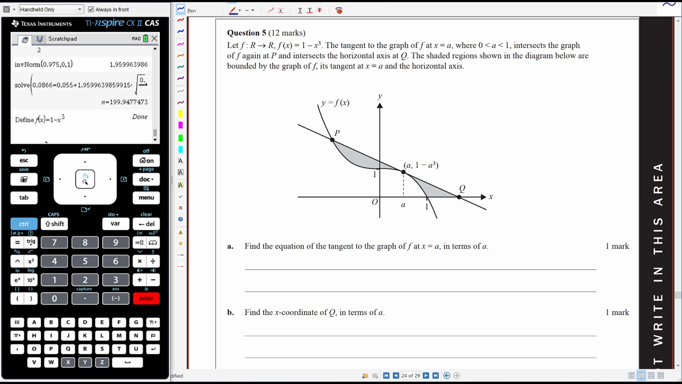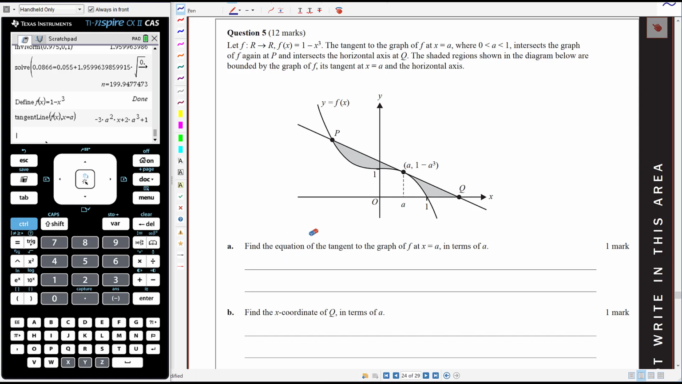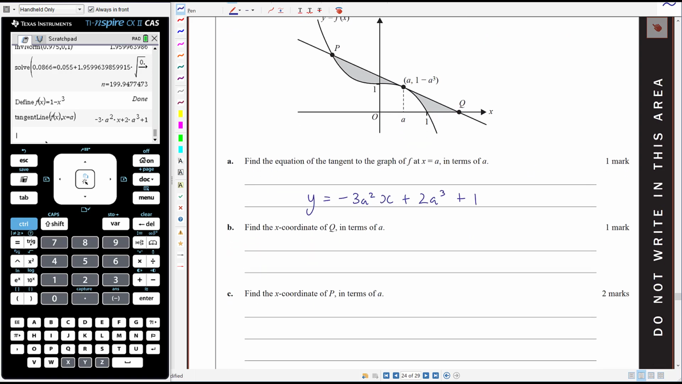Find the equation of the tangent to the graph of f at x equals a in terms of a. Okay, nice and easy with my CAS. Menu 4.9, tangent to f of x, comma, when x is equal to a. Okay, so we're just going to write that down, and it must be an equation. Your CAS doesn't give you the equation, it just gives you the expression. The equation is y equals negative 3a squared times x plus 2a cubed plus 1. Make sure it's an equation.